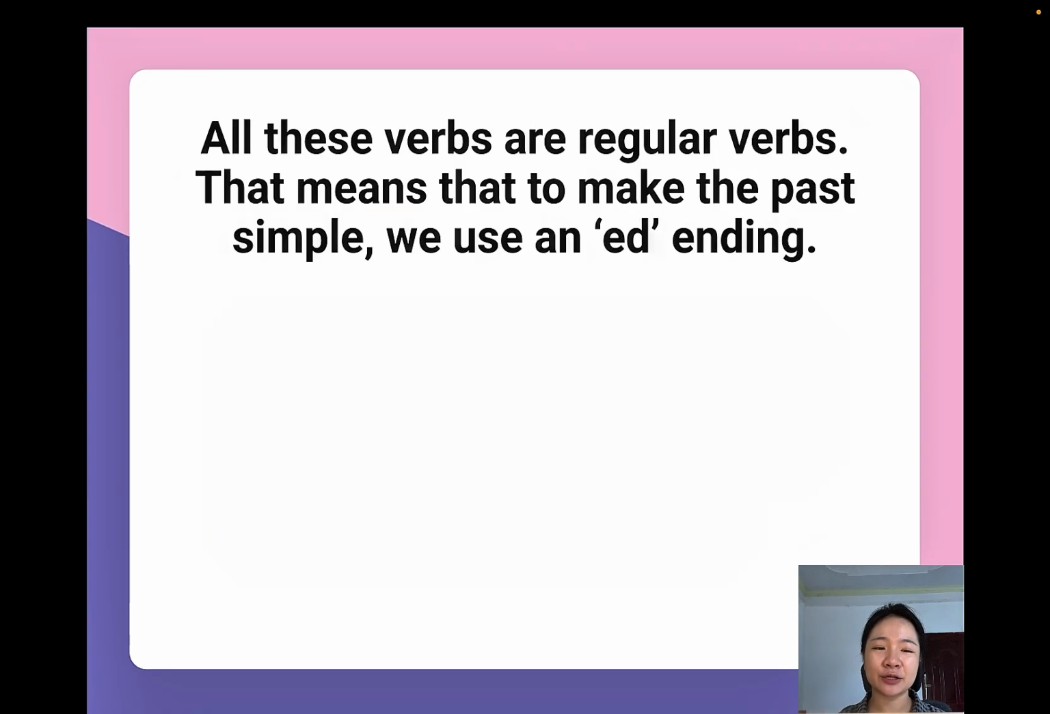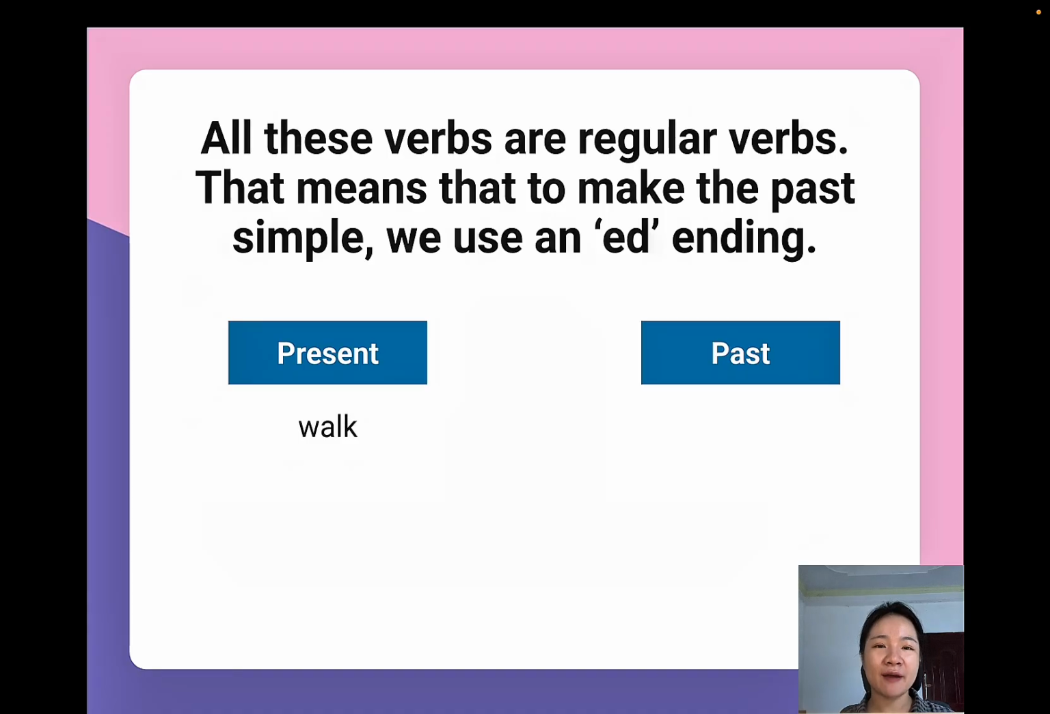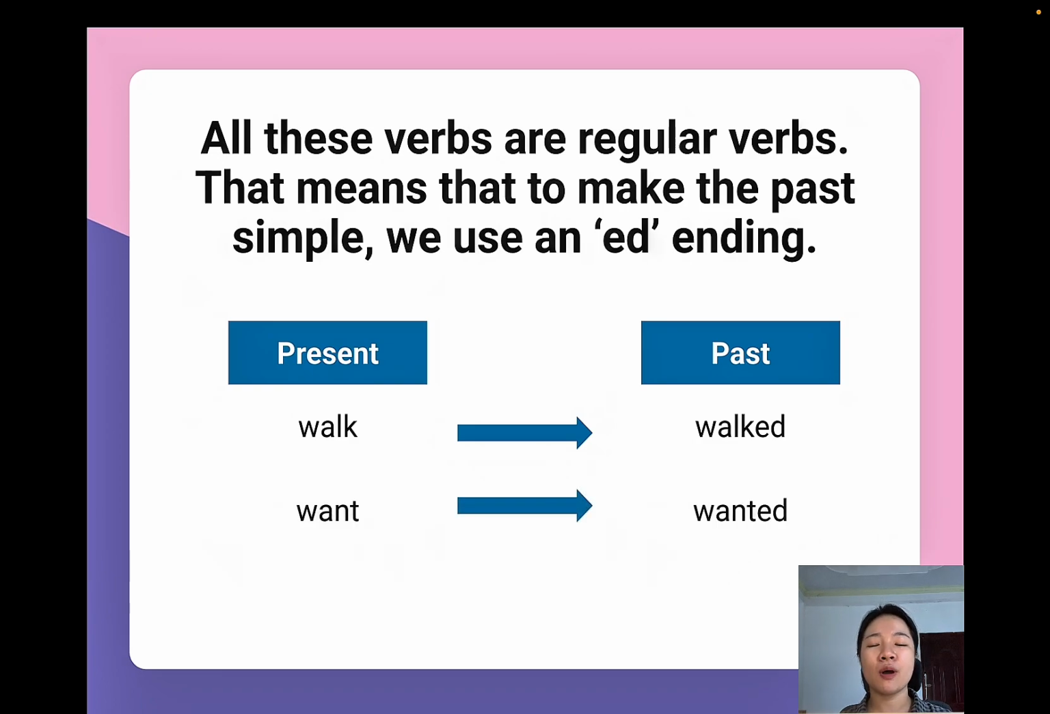That means that to make the past simple, we add an ed ending. In the present, we have the word walk, but in the past, we have the word walked. The word want is going to be wanted, and try is going to be tried. Can you hear the different sounds that I make in these three verbs?